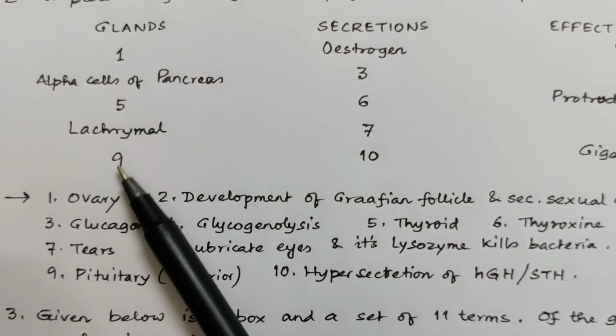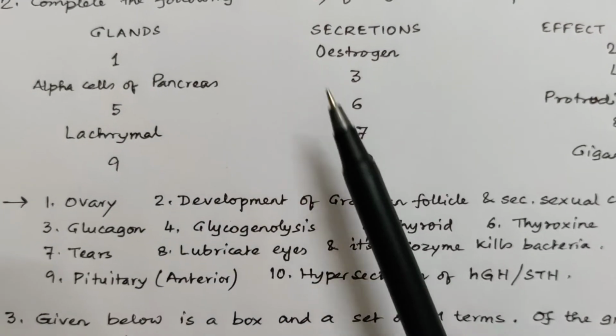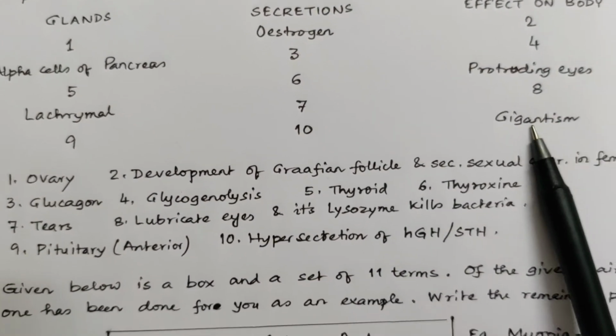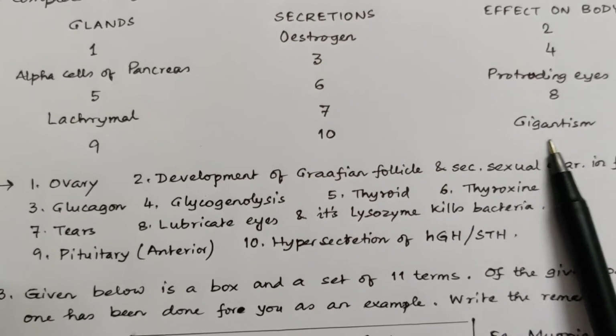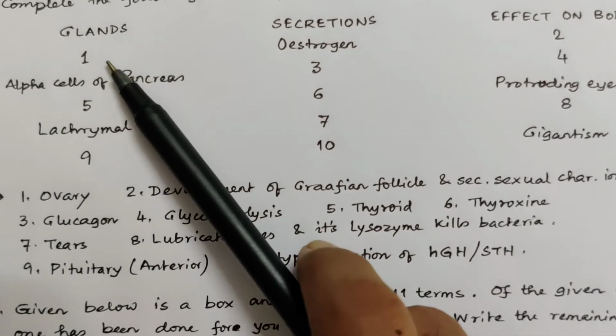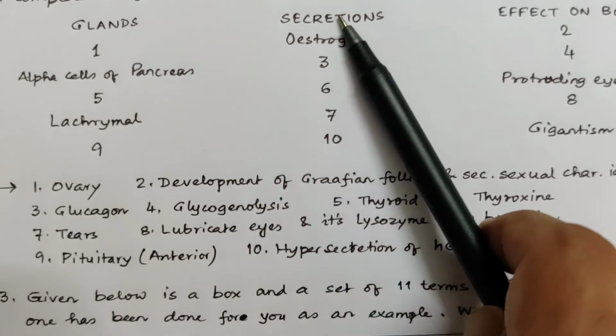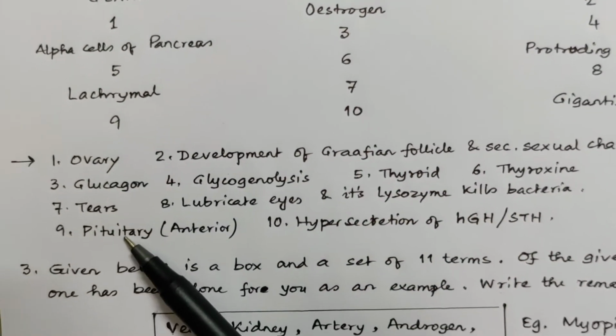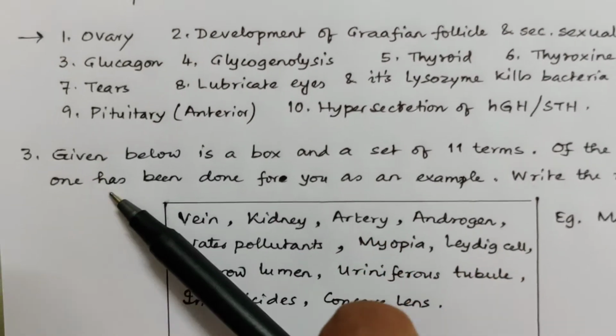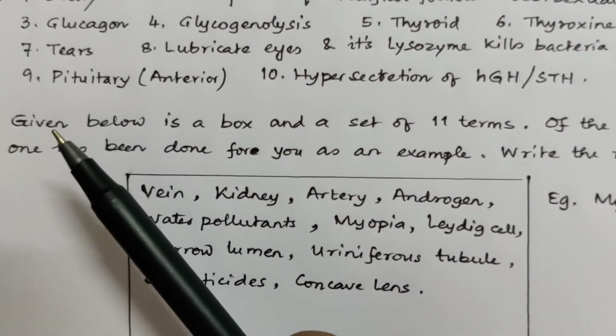Now again, the next question is glands, number 9, secretions, number 10. Effect on the body is gigantism. The gigantism itself shows that the hormone, growth hormone, the secretion is growth hormone and the gland is anterior pituitary. Coming to the next question.